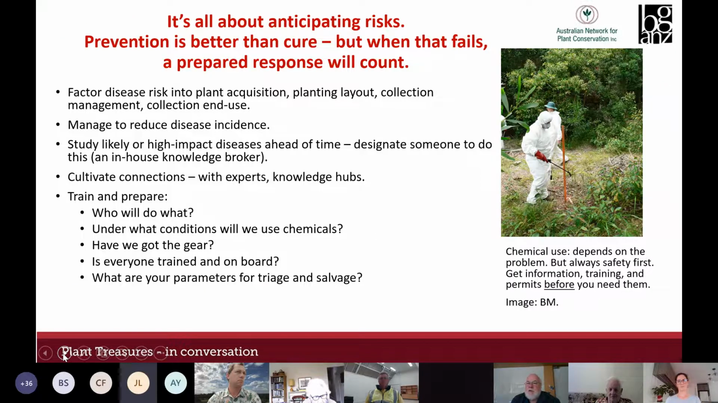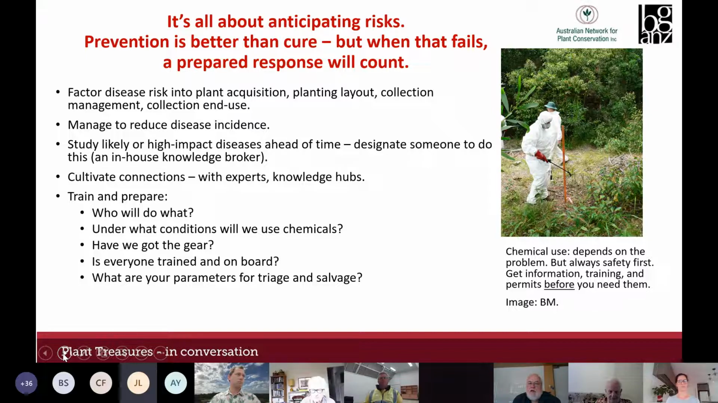As much as possible, it's about anticipating risks because, as Brett pointed out, prevention is better than cure. But that is going to fail from time to time. And when it fails, having a prepared response, or at least a prepared body of knowledge about a suite of diseases most likely to affect you, is going to count for quite a bit. And you need to factor disease risk into your plant acquisition strategy, your planting layout strategy, collection management techniques, and the end use considerations, which we will come back to later.